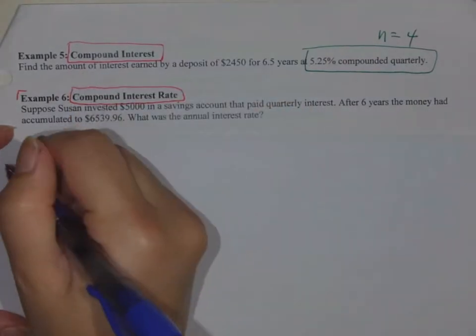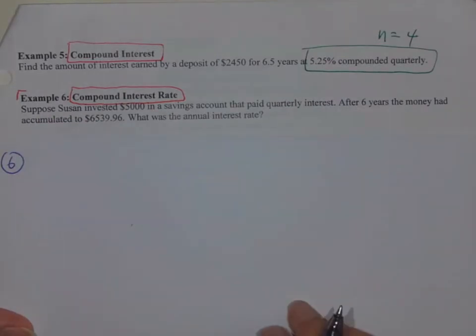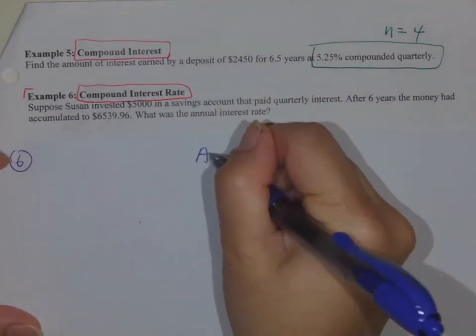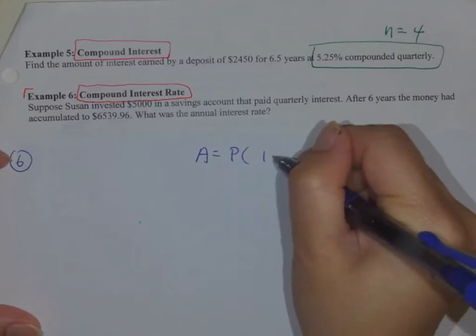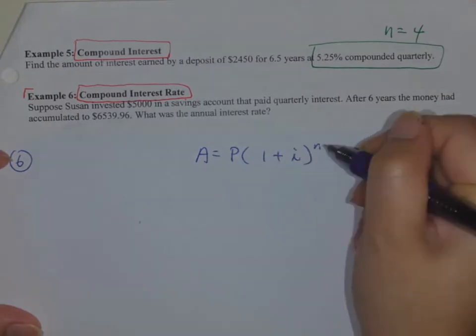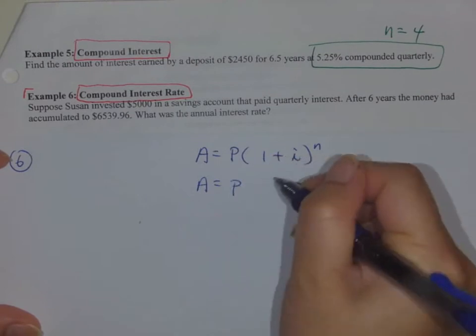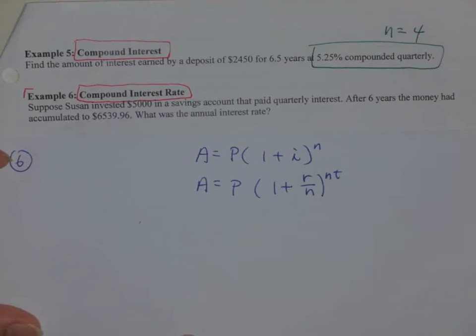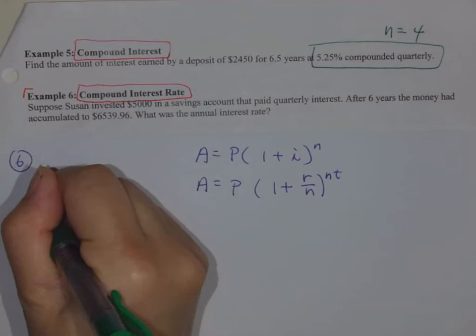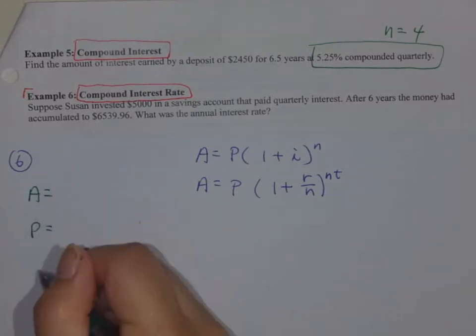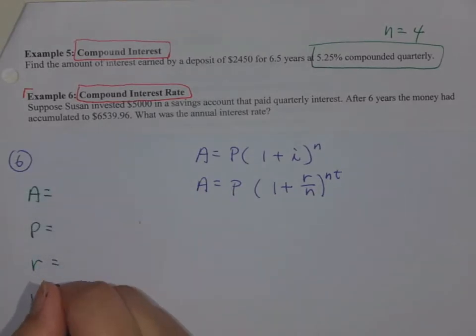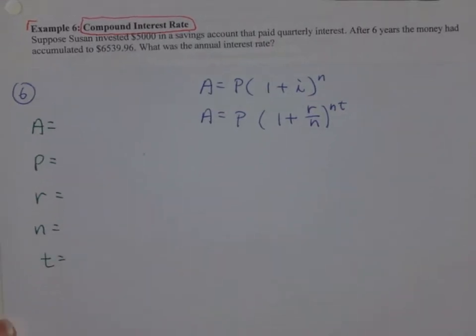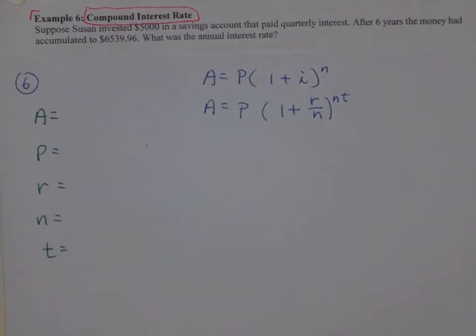So for number 6, your book says A equals P times (1 plus i) to the n, right? And I like to expand it a little bit more, which is (1 plus r over n) to the nt. And I'm going to list the things that we know on the side. If you want to, you can pause the video and see if you can write down the information that you know. That would be good practice for you. Feel free to pause the video and come back and check your answer.